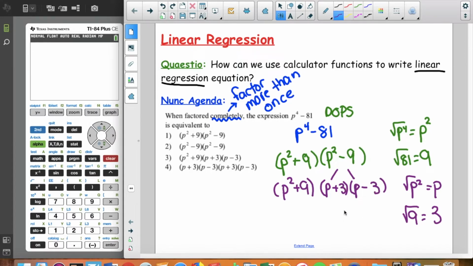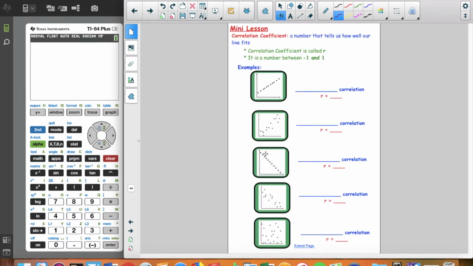So p goes in the front, and 3 is the second term. So now let's see which one of these is our answer, and it looks like it's going to be answer choice 3. Notice when we were at this step here, that answer is right over here. That's to trick you, okay? So remember, when it says factor completely, you have to factor more than once. Okay, so going on to regression.